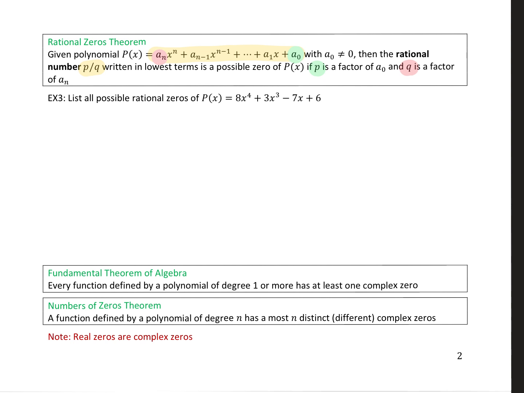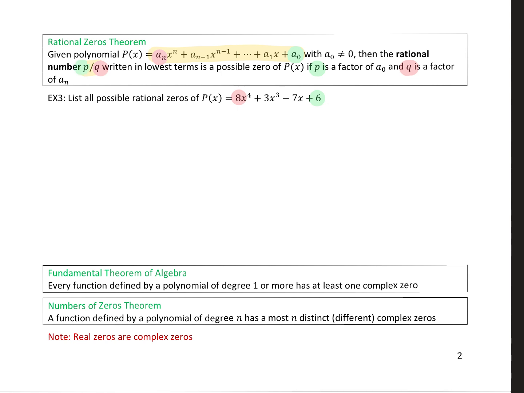So for example 3, list all the possible rational zeros of p equals 8x to the fourth plus 3x cubed minus 7x plus 6. So to find all the possible rational zeros, all I need to do first is to figure out my p and my q value. So p again is the end, and q is the first one.